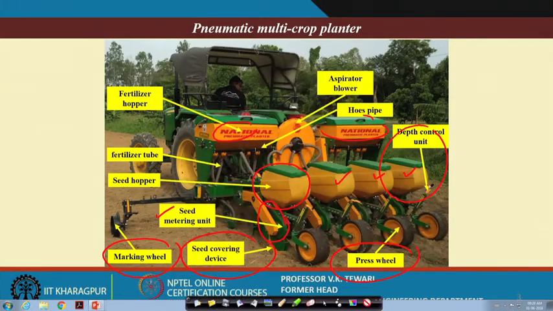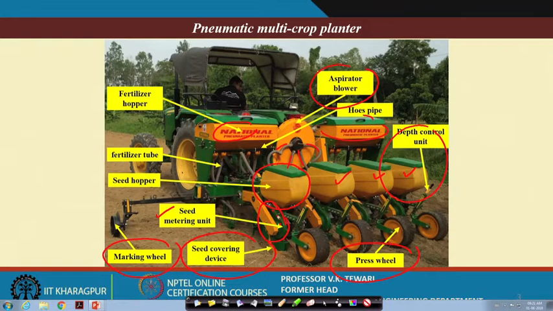Now, the aspirator, there is an aspirator blower here. Now, this blower, I have shown you in the actual field condition, but see there are 4 tubes coming out, 1, 2, 3, 4. This blower is operated by the PTO, power from the PTO. So, the PTO is operating this blower, and from these tubes the air comes into the plates of the seed metering unit. This is the seed metering unit here.